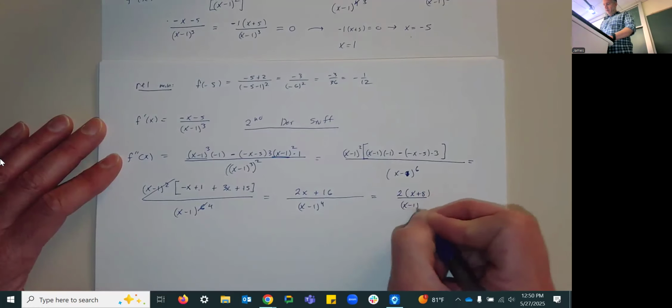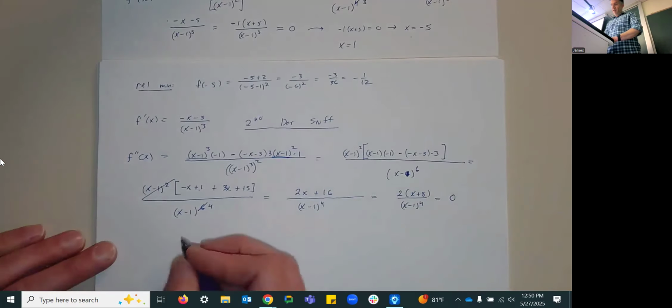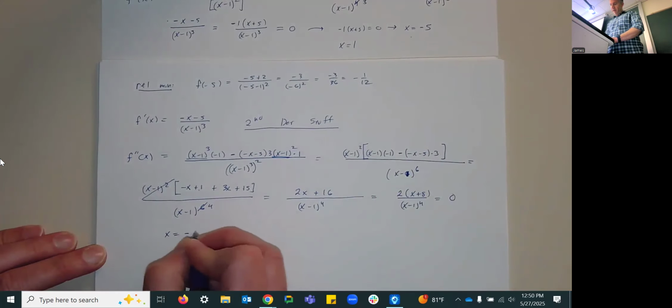All right, so setting this equal to 0, because again, we're trying to find the critical point for the second derivative. We're going to get x equal to negative 8.